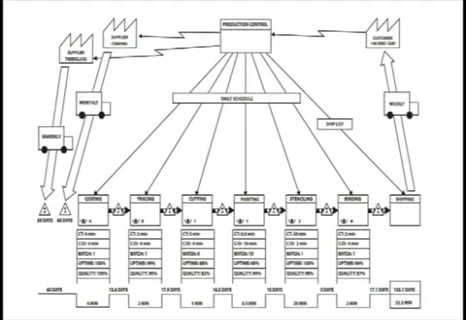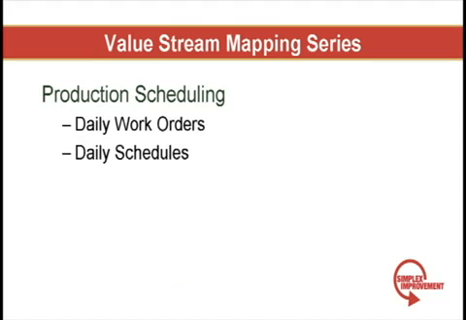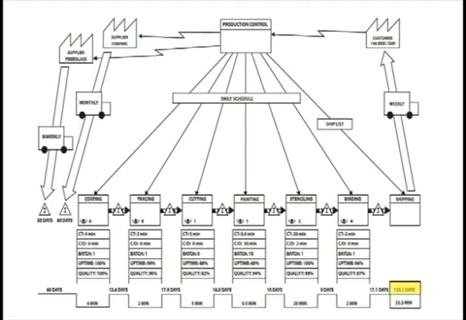The team and I walk the process several more times to collect information about cycle time, changeover, batch sizes, station uptime percentages, and quality percentages. I also confirmed that the production controller puts out daily work orders to each station via daily schedules. Now, this is what the resulting map looks like.